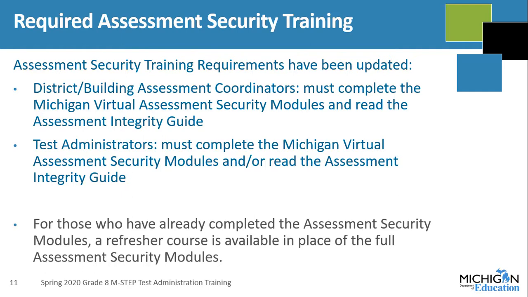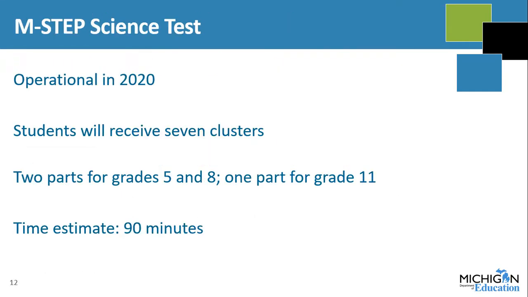The MSTEP science test will be operational in spring 2020. Students will receive 7 clusters each. There are 2 parts and 2 test tickets for grade 8. The time estimate to complete the science test is 90 minutes. This time estimate incorporates both test parts, but does not include administrative tasks, such as handing out test tickets or reading the directions.